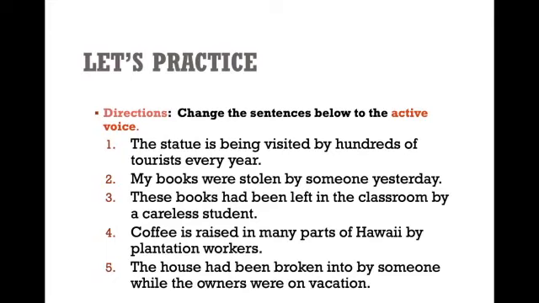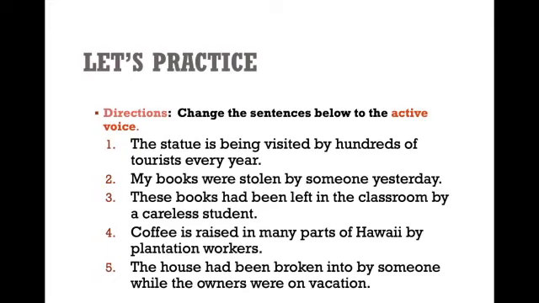1. The statue is being visited by hundreds of tourists every year. So the statue is not the one going out and visiting, it's being visited. So let's just switch the tourists to our subject position. If we want it to be active for number 1, you might state, hundreds of tourists visit the statue every year. 2. My books were stolen by someone yesterday. Someone is your by preposition, so let's just move someone to the subject to make it active. Someone stole my books yesterday.